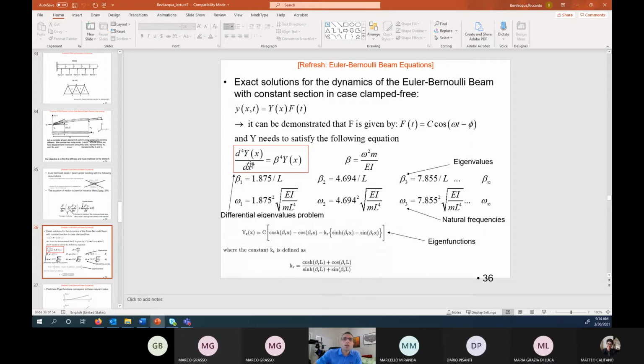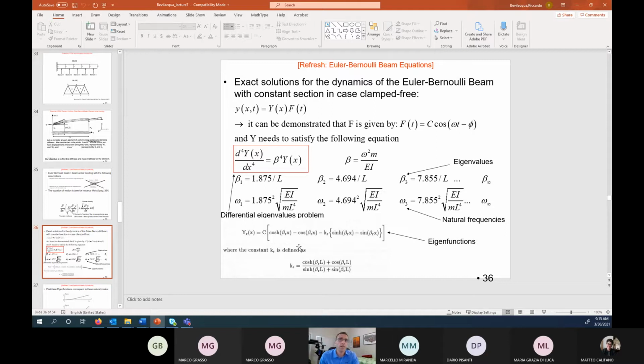This differential equation here has the following solution. So y of x is a combination of regular sinusoidal and cosinusoidal functions and also hyperbolic cosines and sines. And these are what we call the eigenfunctions.